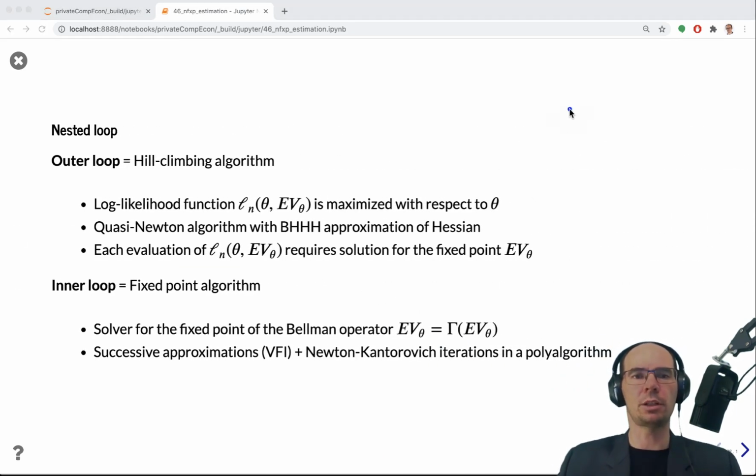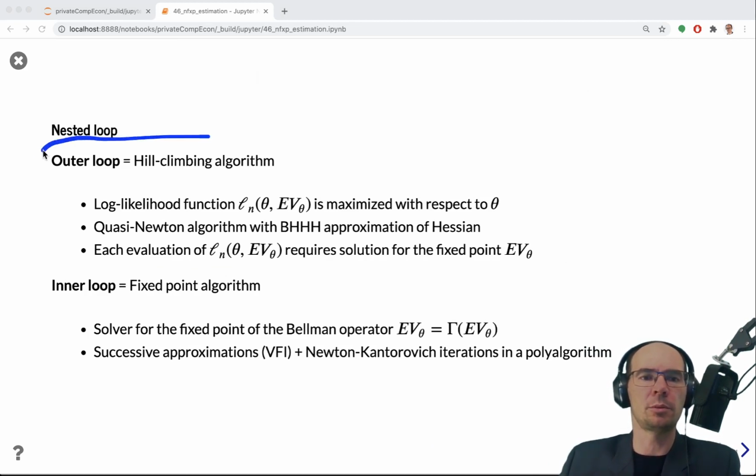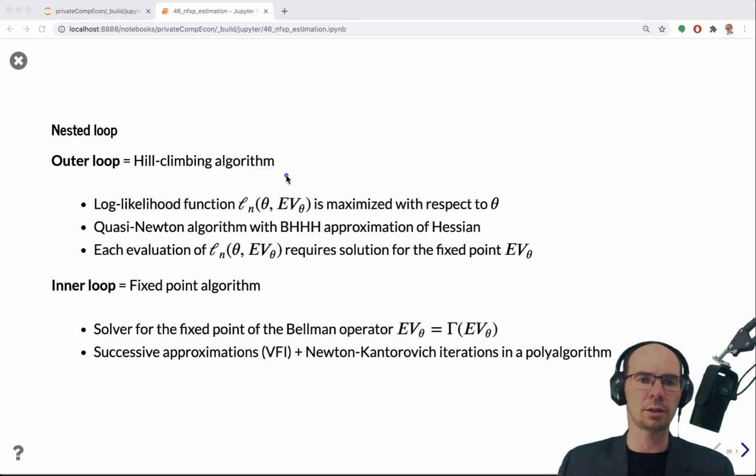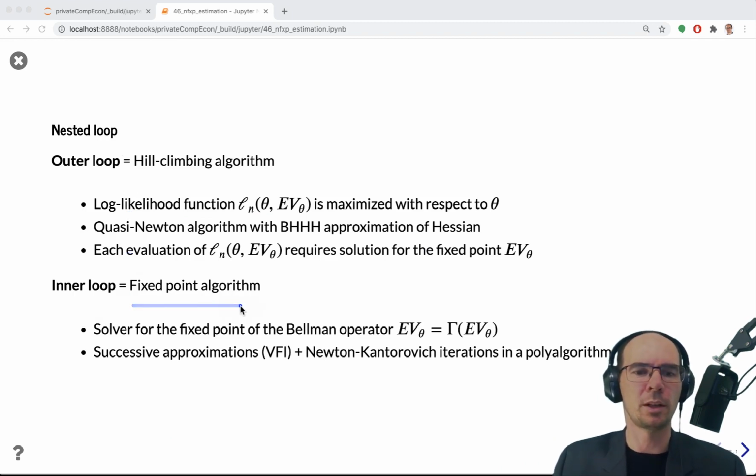So this gives rise to this nested loop approach. We can maximize likelihood on what can be referred to as the outer loop. This is the hill climbing algorithm that is searching for the maximum of the likelihood. But each evaluation of the log likelihood function requires the solution of the fixed point problem. And this is what's happening on the inner loop, the fixed point algorithm. And therefore two nested loops and nested fixed point algorithm.